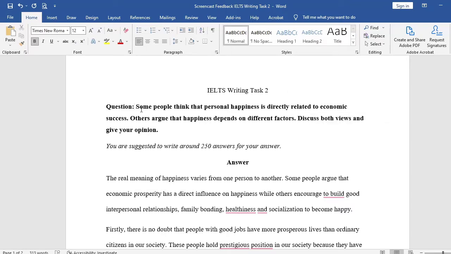Alright, so the one view is, some people think that personal happiness is directly related to economic success. Okay, this is one view. And then the other view is, others argue that happiness depends on different factors. So we have to discuss both these views and also give our own opinion at the very end.